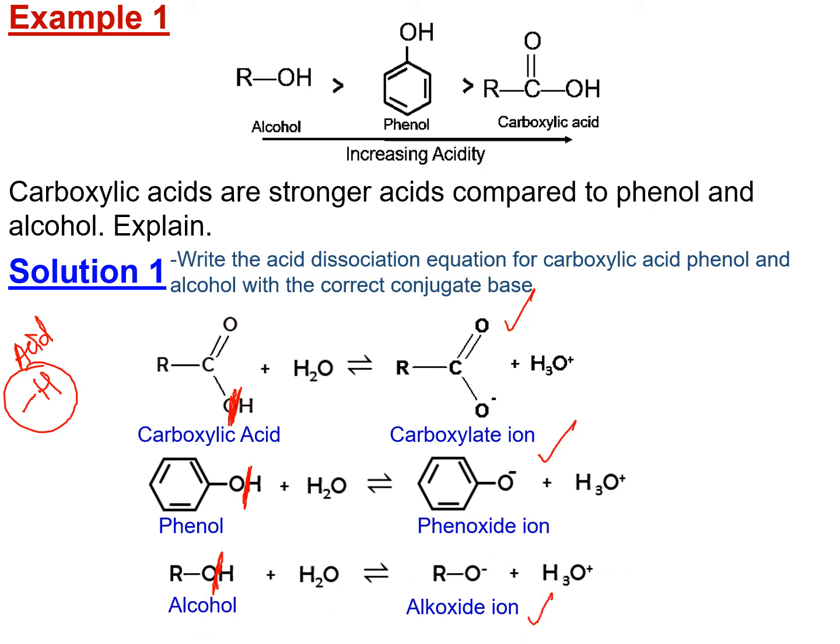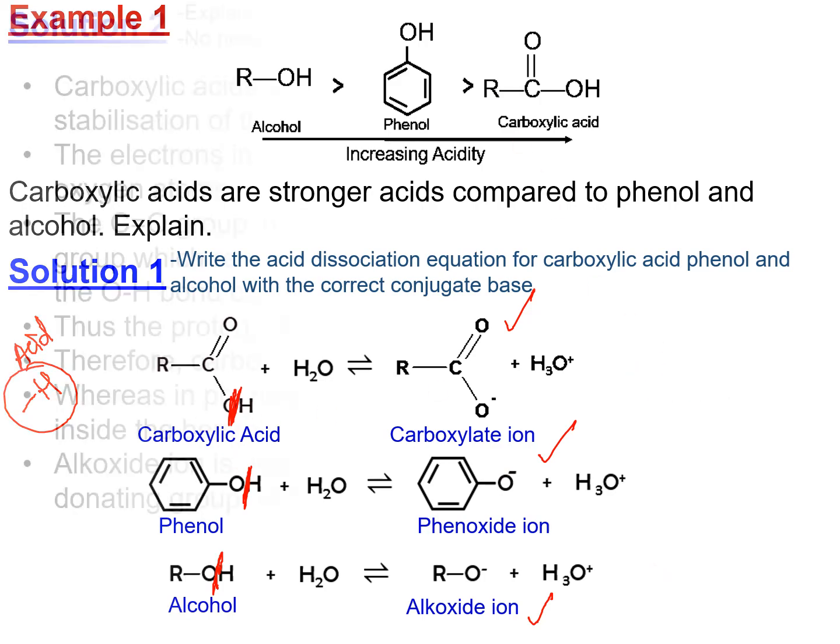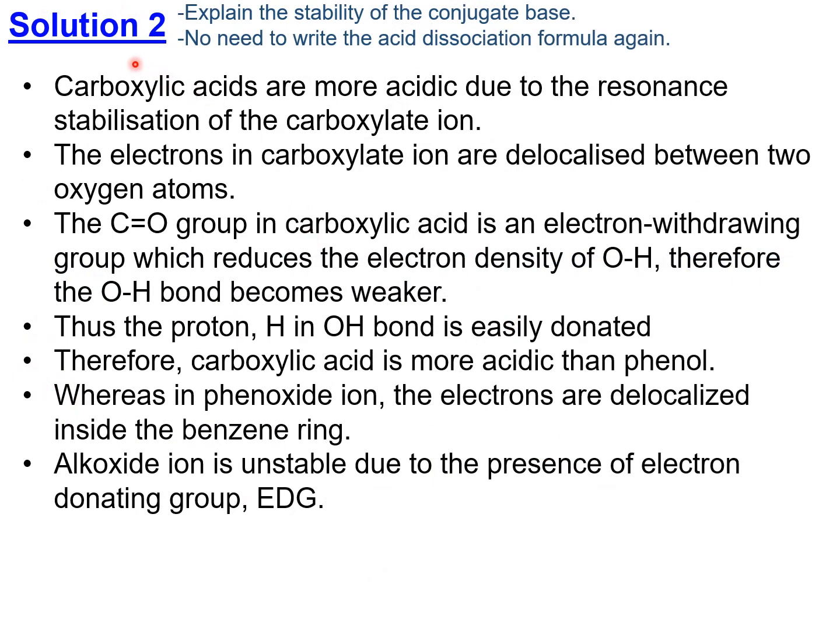Kalau you write down ketiga-tiga correct acid dissociation equation for each of them, dah memadai. Okay, tapi kalau let's say you tak reti, you terangkan guna ayat. Let's look at the next solution pula. Okay, the next solution, kalau you tak reti nak lukis yang proper, yang betul-betul the correct product after the acid dissociation, okay, you boleh juga explain guna ayat. Okay, tapi you kena explain the stability of the conjugate base yang dihasilkan.